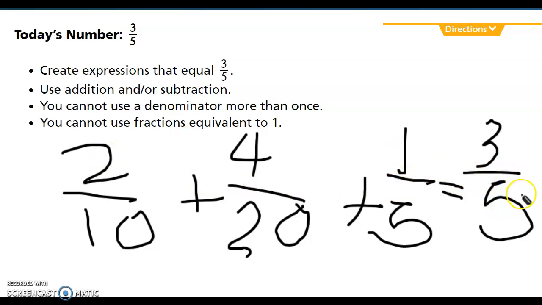When you're making your equations, think about how do you know this expression equals 3/5. For example, we talked about how all of these are equivalent to 1/5. So 1/5 plus 1/5 plus 1/5 would equal 3/5. And how do you decide which fractions to use? Like, why did I decide to use the 10 or the 20 instead of just fifths?